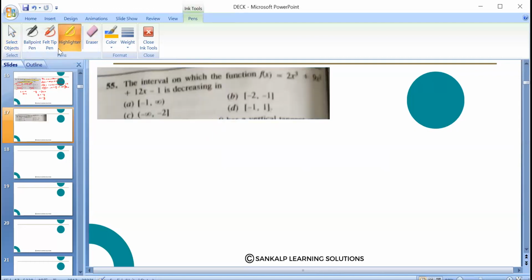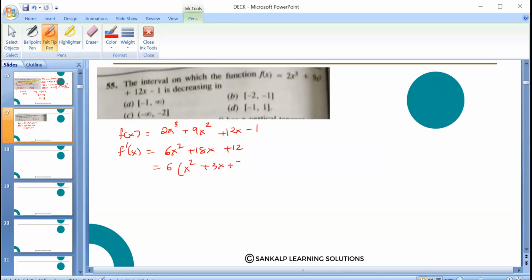The interval on which the function 2x cube plus 9x square plus 12x minus 1 is decreasing. The function is 2x cube plus 9x square plus 12x minus 1. F dash x is 6x square plus 18x plus 12. 6 common, x square plus 3x plus 2. Factorize it, x plus 1 into x plus 2, equal to 0. So x is minus 1, minus 2. These are the critical points.